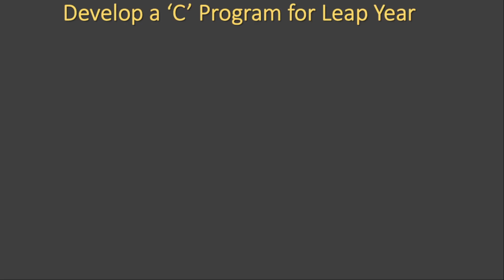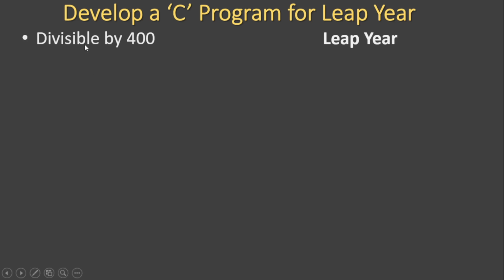Let's develop a C program to determine whether the entered year is a leap year or not. For that, let's quickly go through the rules for a leap year. A year is called a leap year if it is perfectly divisible by 400, and the examples of those years are 1600, 2000, 2400, etc.